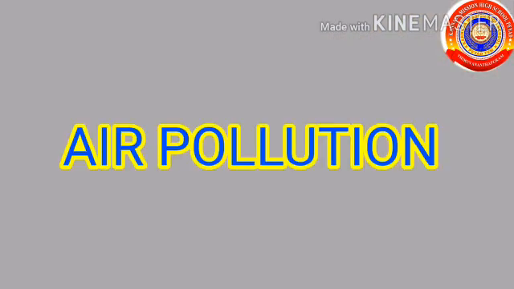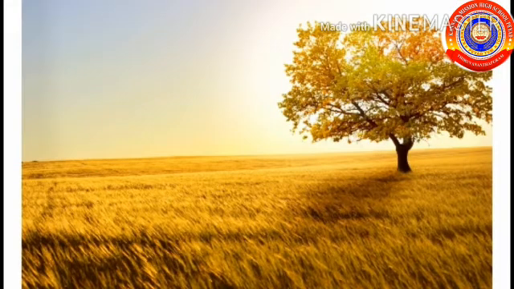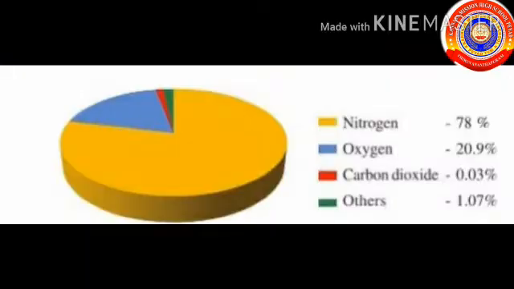Next, you have to study about air pollution. We know that air is as important as soil and water. Air contains many gases like nitrogen, oxygen, carbon dioxide, etc. The most abundant gas in the atmosphere is nitrogen. It accounts for 78% of the atmosphere.